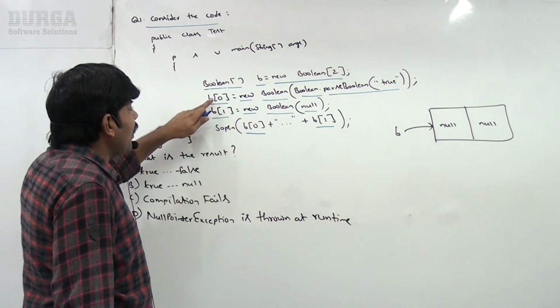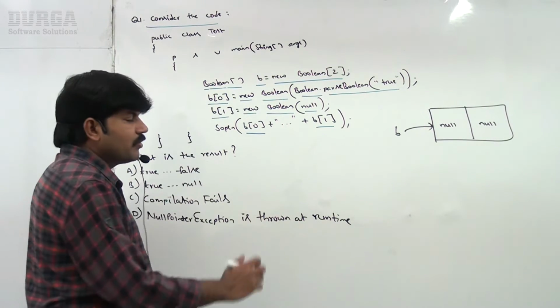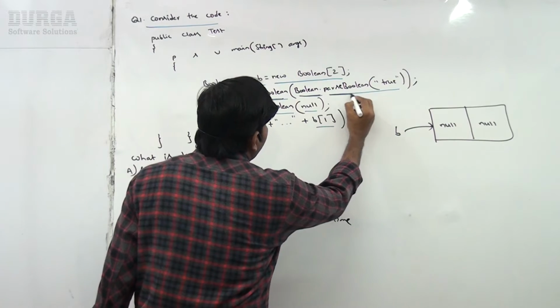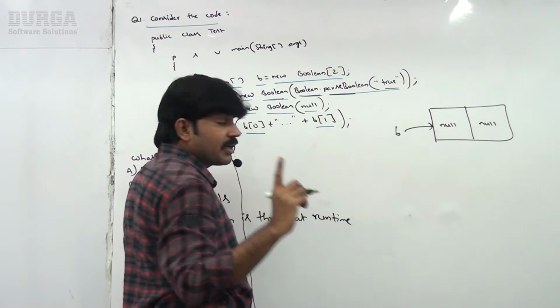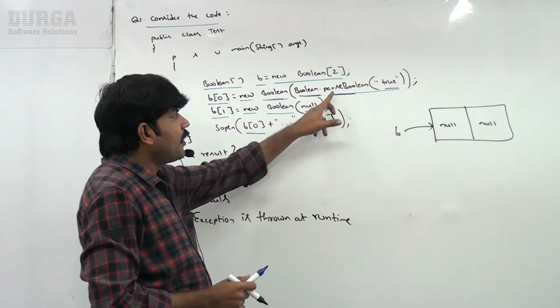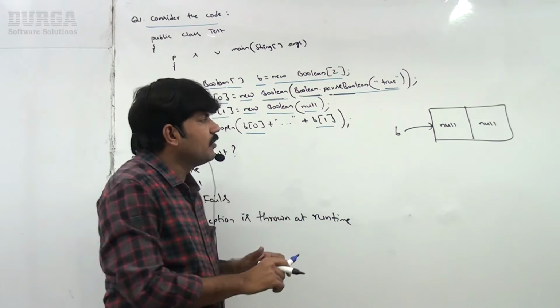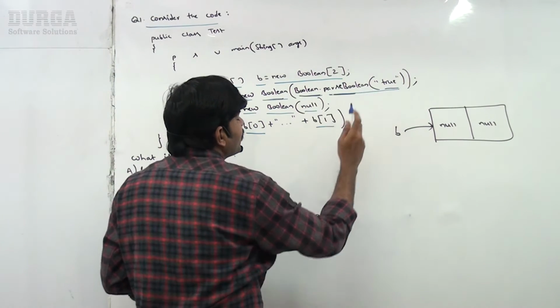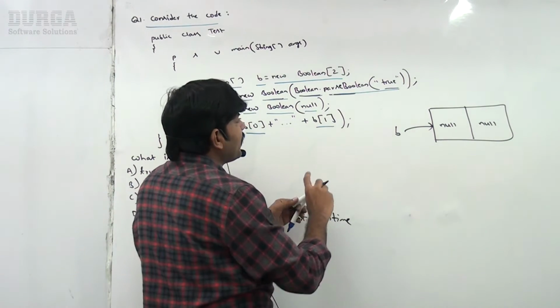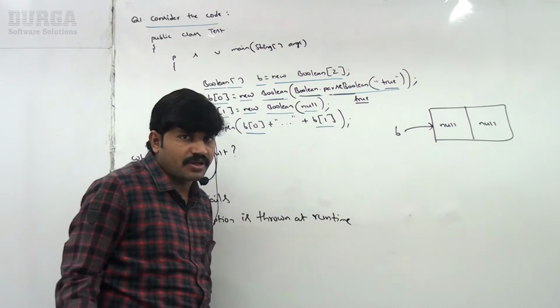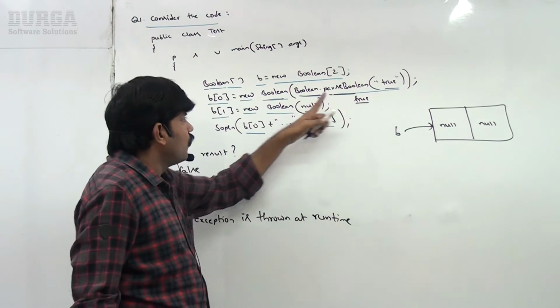Now b[0] = new Boolean(Boolean.parseBoolean("true")). Take very special care: parseBoolean converts a string to a primitive. Boolean.parseBoolean("true") simply returns the boolean primitive true.